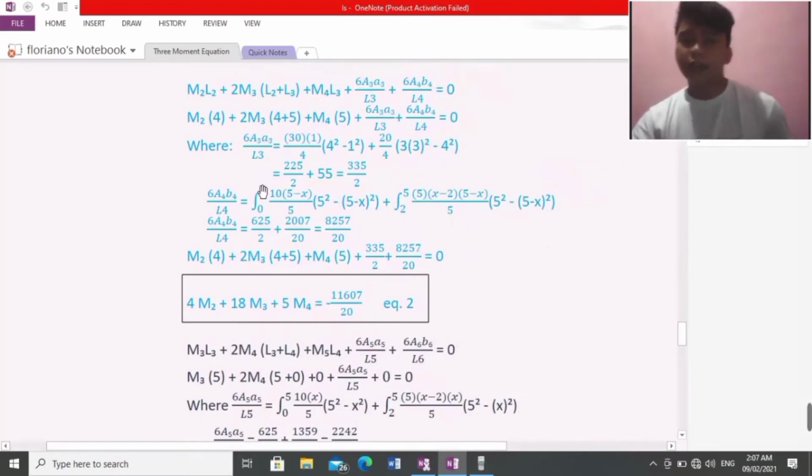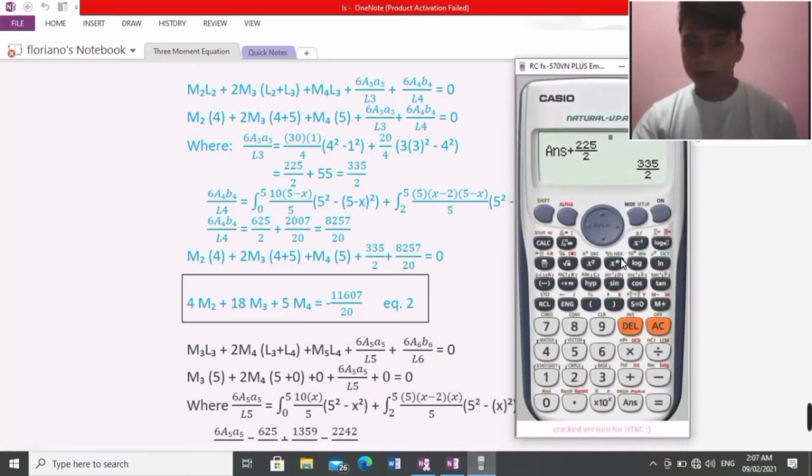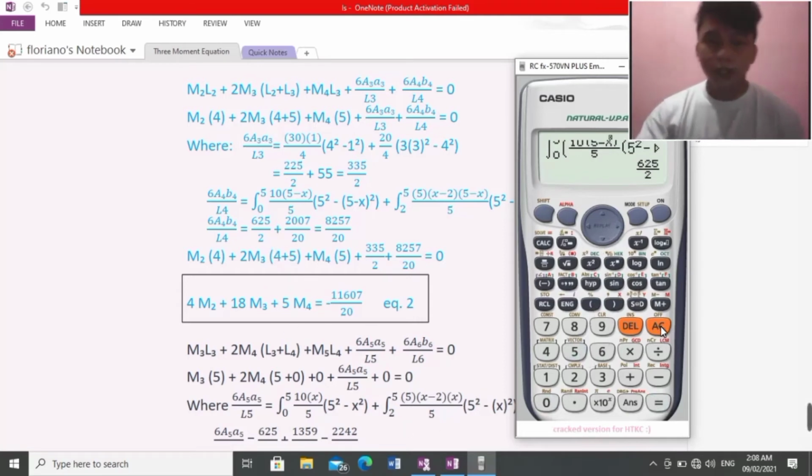So, kung i-calculator natin siya dito, so, ito, solve natin siya. The integral of 10 times 5 minus x all over 5 times 5 squared minus 5 minus x squared, from 0 to 5. So, ang magiging sagot natin is 625 all over 2. So, tama yung sagot natin.